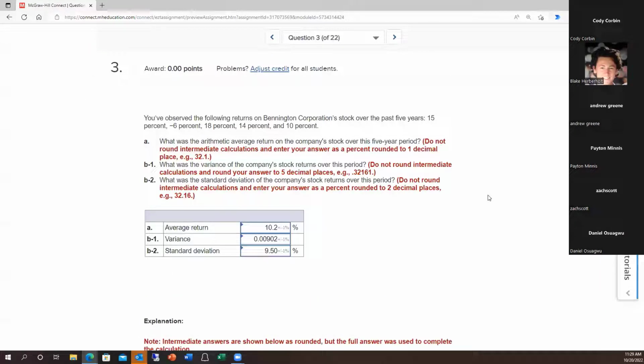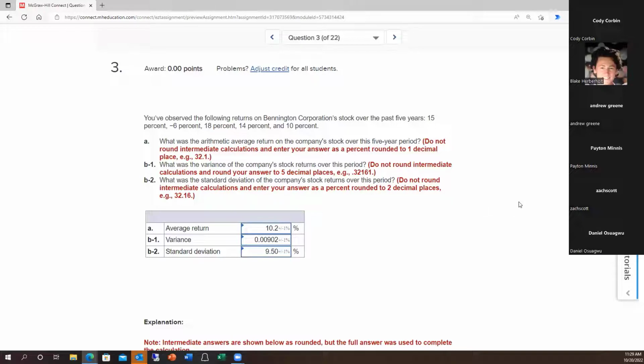Okay, you observed the following returns of Bennington Corporation stock over the past 5 years: 15%, negative 6%, 18%, 14%, and 10%. And they're asking for the arithmetic average, which is just the mean. They're asking for the variance, and they're asking for the standard deviation.